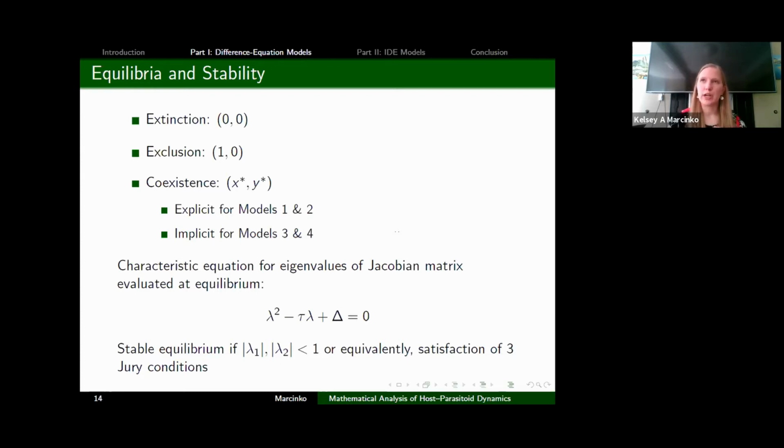Each of these 3 Jury conditions corresponds to a different type of bifurcation, or a different type of change in the system, if you violate that Jury condition. So I won't go into the details here, but that idea will come up as we continue.